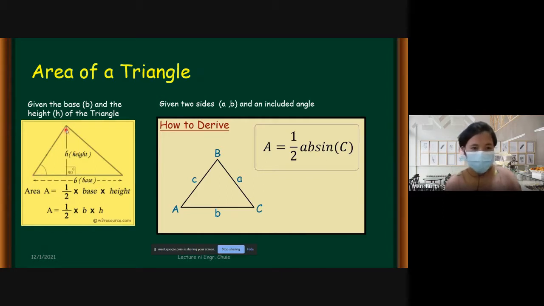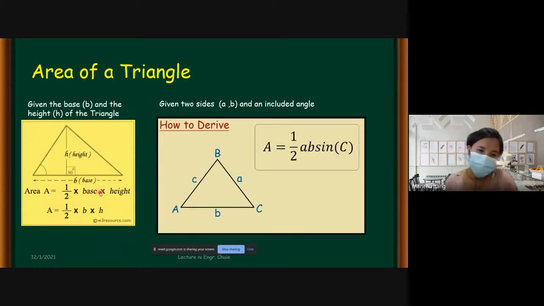If you are given the height and the base, just make sure that the height is perpendicular to your base, equal to 90 degrees. Then we can determine the area of a triangle by this formula. We already know this one: the area of a triangle is equal to 1/2 base times height. That applies if you are already given the base and the height. In other cases, you will not be given the values of the base and the height.